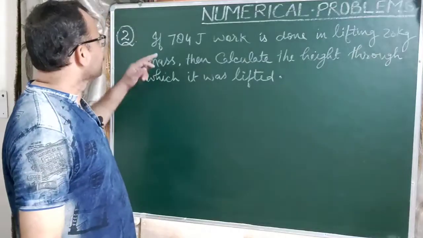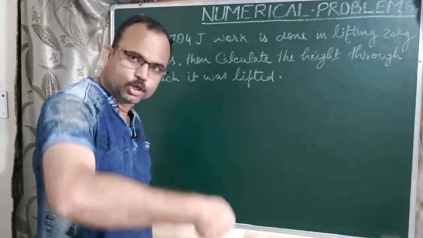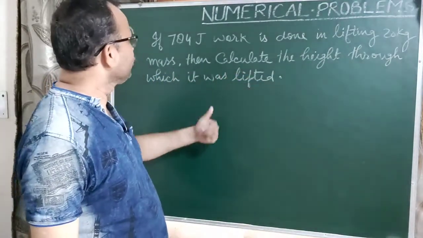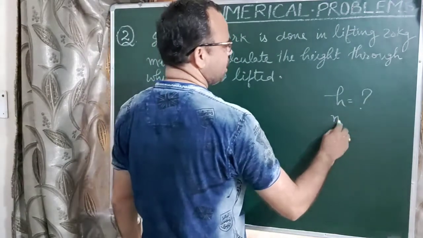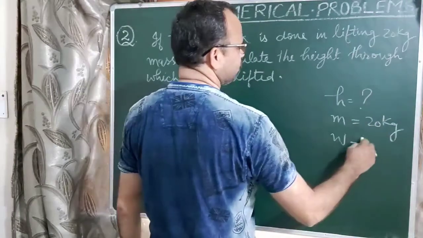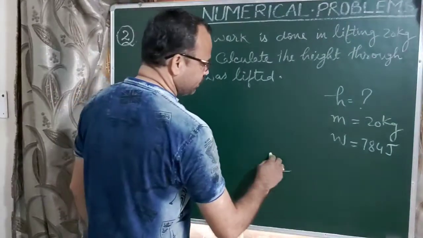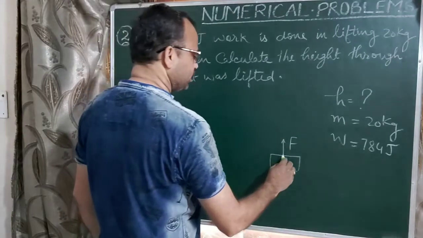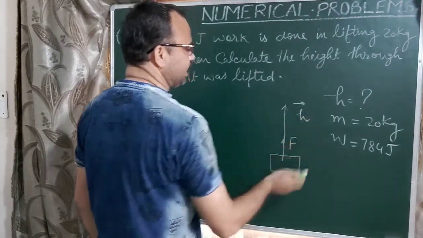Now the second problem: if 784 joule of work is done in lifting a 20 kg mass, then calculate the height through which it was lifted. Means we have to calculate the value of h. The mass of the body is given as 20 kg, and the work is also given, 784 joule. So when we lift this body upward, meaning we apply a force upward, then the displacement is in the same direction.